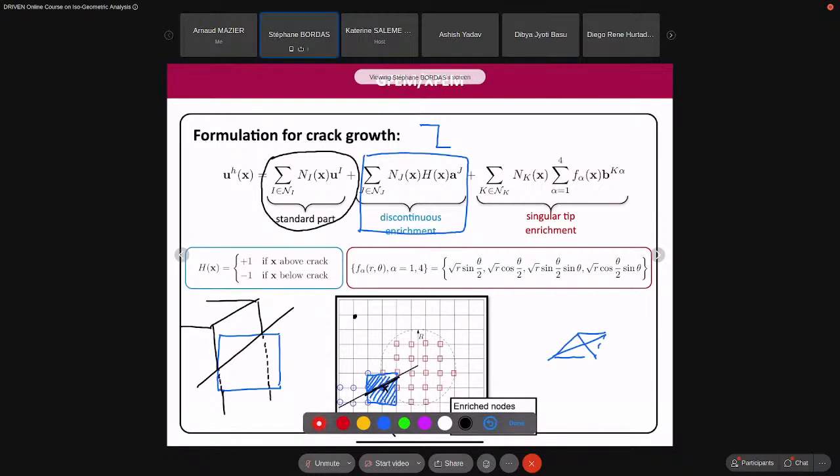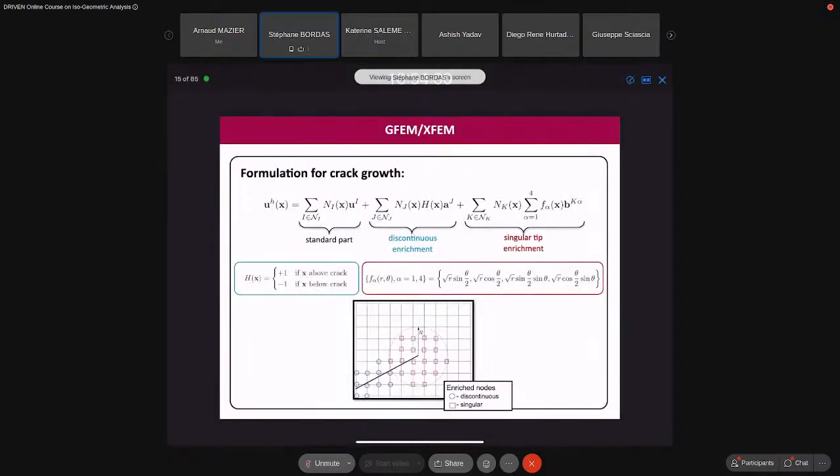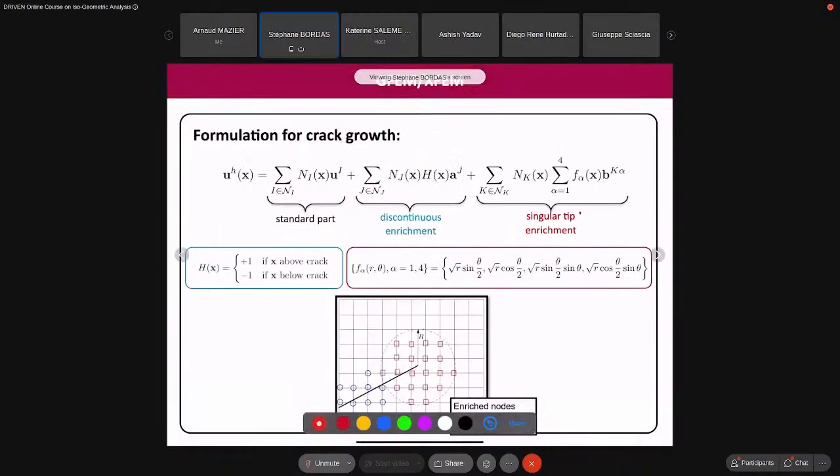Now, what do we do about this? What do we do about the crack tip fields? We select some nodes for enrichment. Right. So the singular enrichment is here for all the nodes that are within a disk.